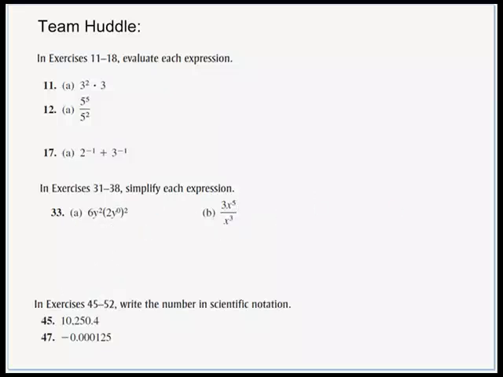Okay, last couple. Write each number in scientific notation. Again, I want to get my decimal in here between the 1 and the 0, so I have to move it 1, 2, 3, 4 spots. So I'm going to have 1.02504 times 10 to the fourth power.